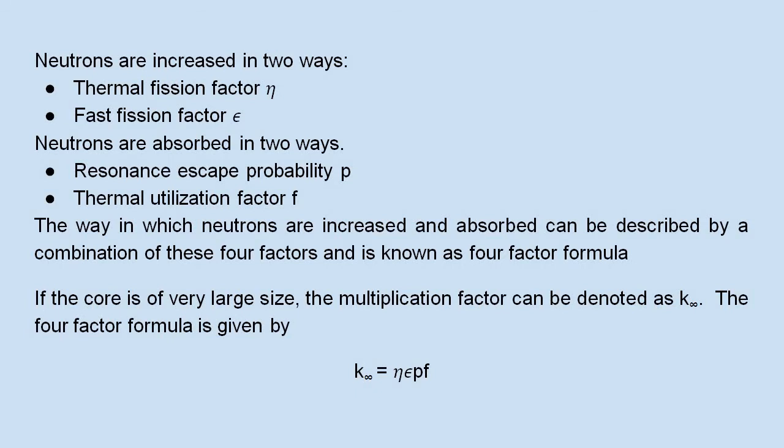And if the core is of very large size, the multiplication factor can be denoted as K infinity. The four-factor formula is then given as K infinity equal to eta epsilon P f, where the first two terms are the number-increasing factors, thermal fission factor eta and fast fission factor epsilon, and then the resonance escape probability factor P, which is decreasing the number of neutrons, and thermal utilization factor f.